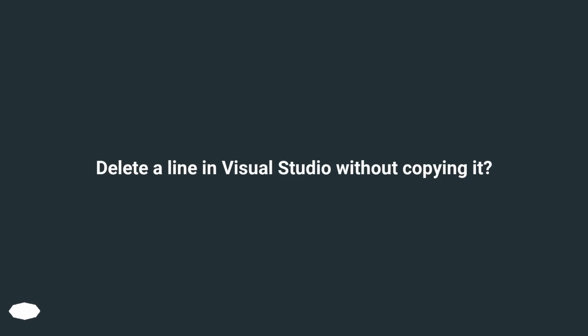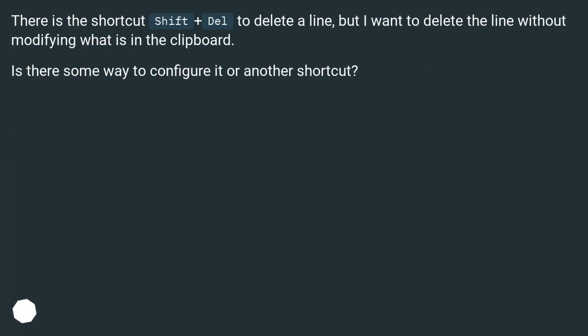Delete a line in Visual Studio without copying it. There is the shortcut Shift+Del to delete a line, but I want to delete the line without modifying what is in the clipboard. Is there some way to configure it or another shortcut?